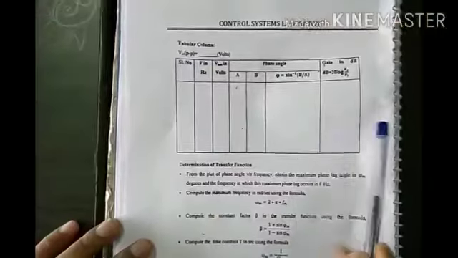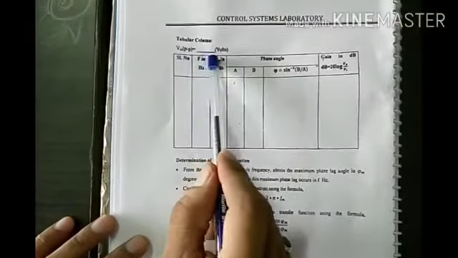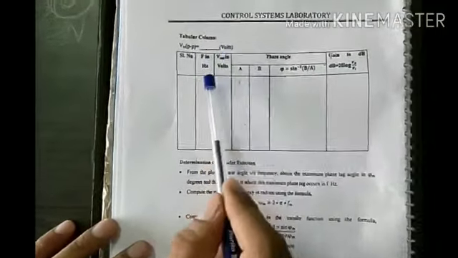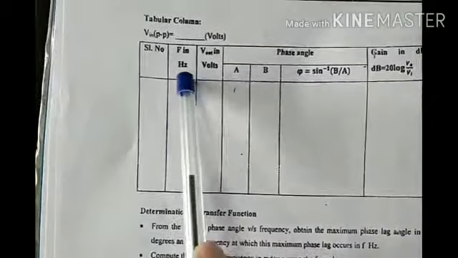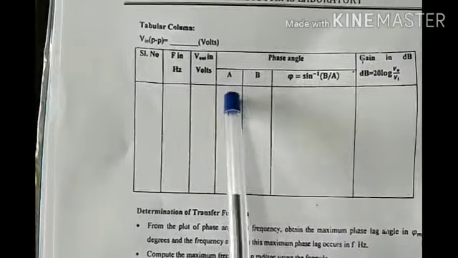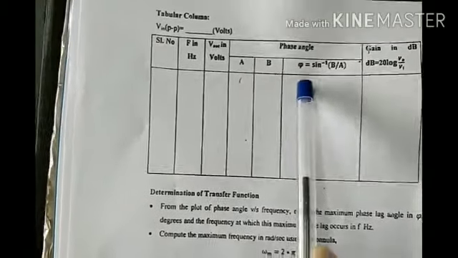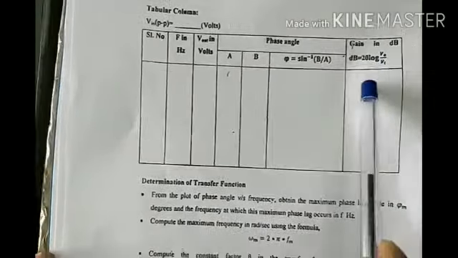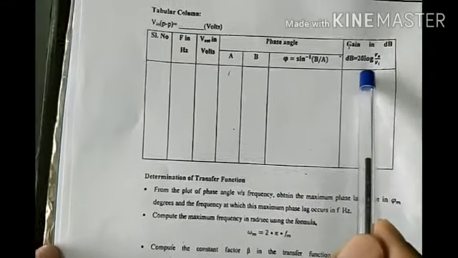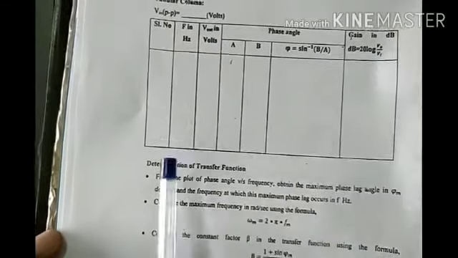This is what the tabular column is all about. So Vin peak to peak is 2 volt peak to peak we are maintaining. Then the different columns are one for frequency, another for output voltage in volts, A and B of the Lissajous pattern, Lissajous figure. Then phi, that is phase angle, is sine inverse of B by A. Then gain in dB is 20 log V0 by Vin. Okay, so this is all about the conduction of the experiment.